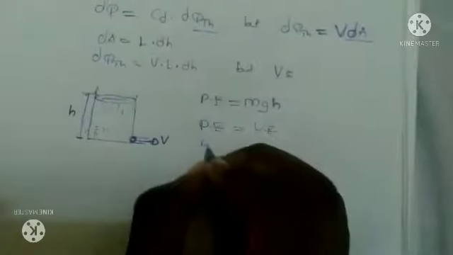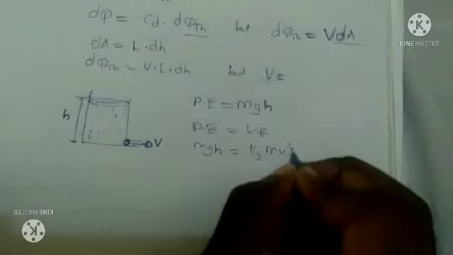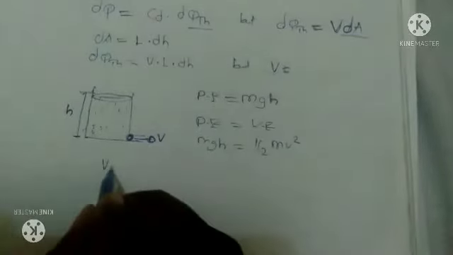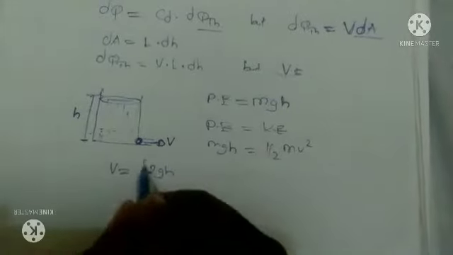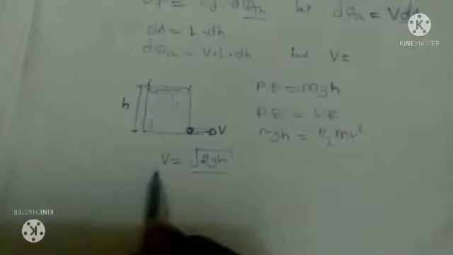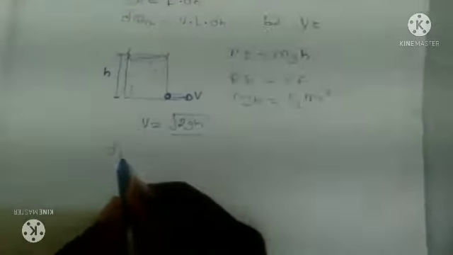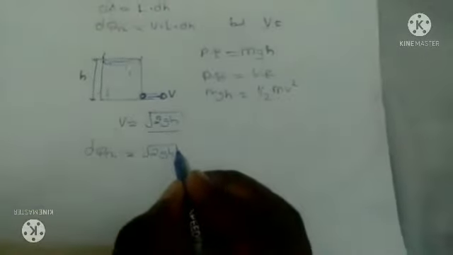So the potential energy is mass times gravity times h, but the kinetic energy equals half mv squared. So you make the velocity v the subject. Here you get the square root of 2gh after making v the subject. So now our velocity is the same as this velocity in this tank in a small channel. So now dQ theoretical will be the velocity, which is the square root of 2gh, times length times dh.